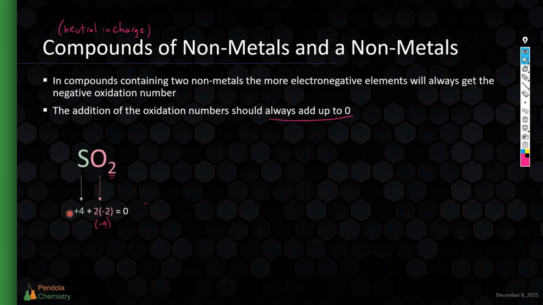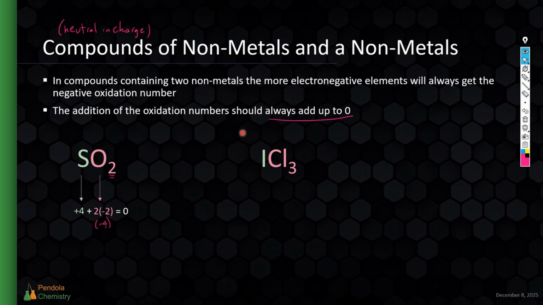Again, this +4 does not come from a rule per se for sulfur specifically. It comes from the fact that the rule tells us that if a compound is neutral in charge, the addition of the oxidation numbers has to be equal to 0. And this is true of any case. For example, ICl3. In this particular case, we do not have a rule for either iodine or chlorine. However, we can make a simple assumption, because this is going to be one of those cases where a small assumption can go a long way.